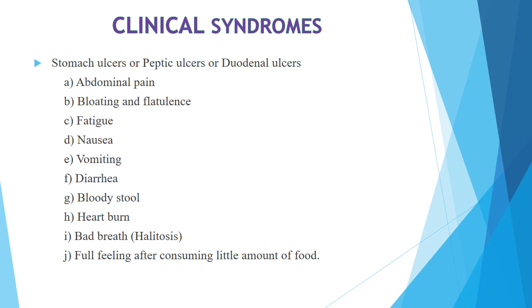The clinical symptoms of stomach, peptic or duodenal ulcers include abdominal pain, bloating and flatulence, fatigue, nausea, vomiting, diarrhea, bloody stool, heartburn, bad breath, and a full feeling after consuming a little amount of food. These are all the symptoms of stomach, peptic or duodenal ulcers.